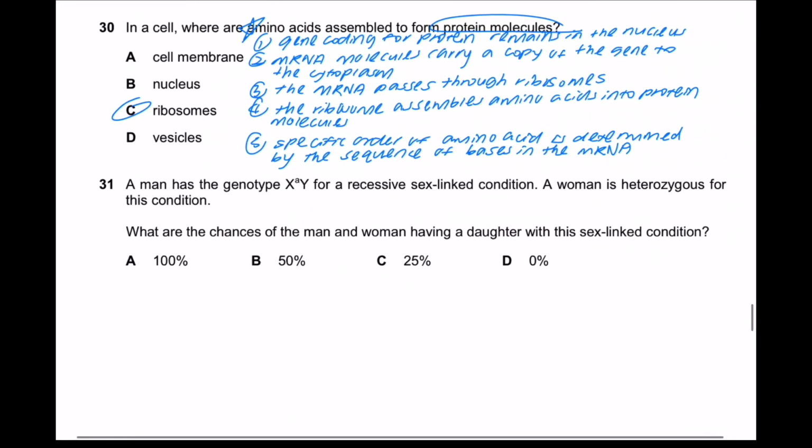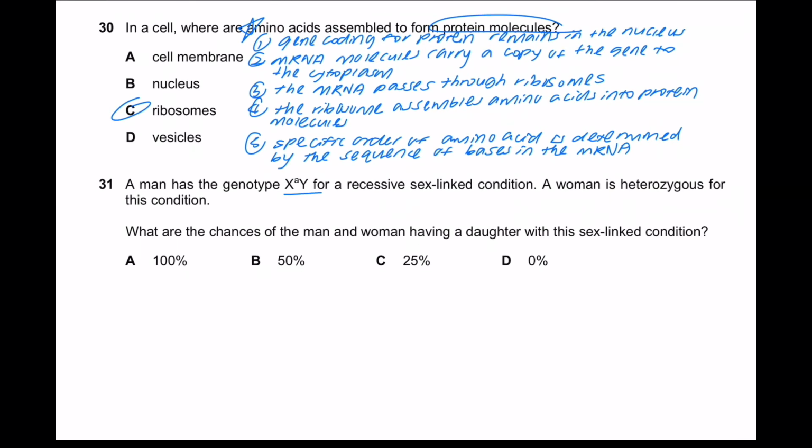Next question, a man has the genotype for a recessive sex-linked condition. A woman is heterozygous for this condition. What are the chances of the man and woman having a daughter with this sex-linked condition? A sex-linked condition is whereby the gene responsible is located on a sex chromosome, and in this case it is the X chromosome, and that this will actually make it more common in one sex than in the other, and in this case it is more common in men.